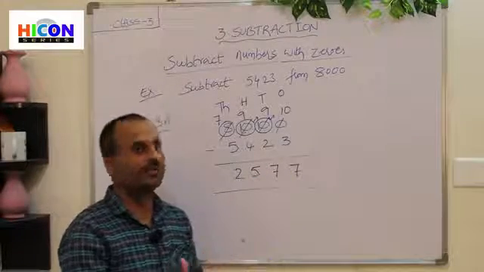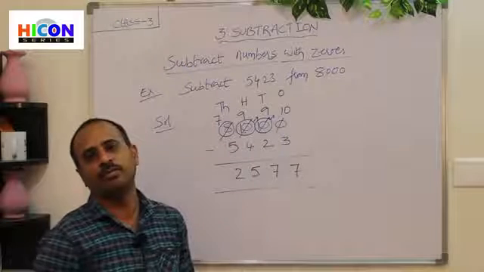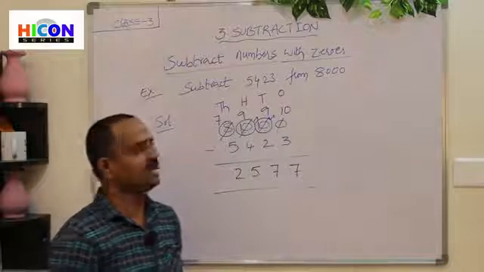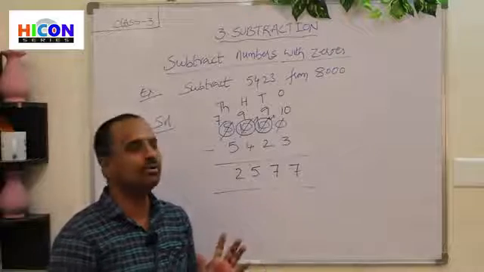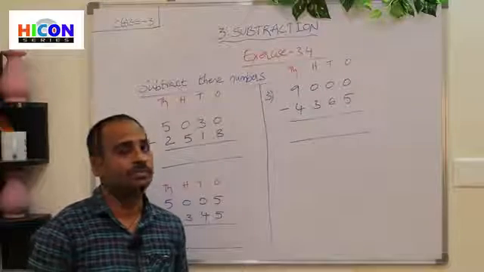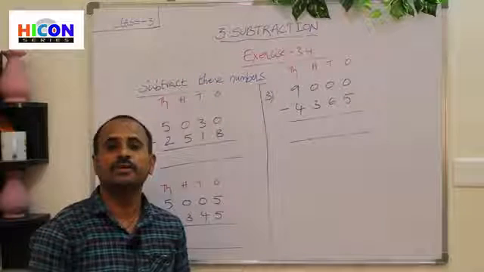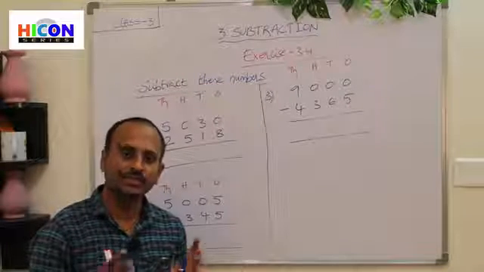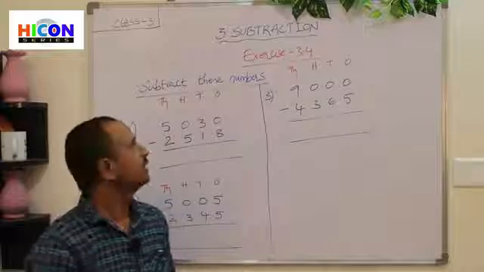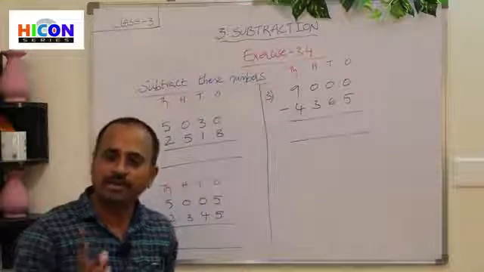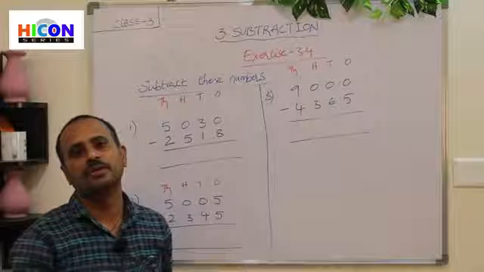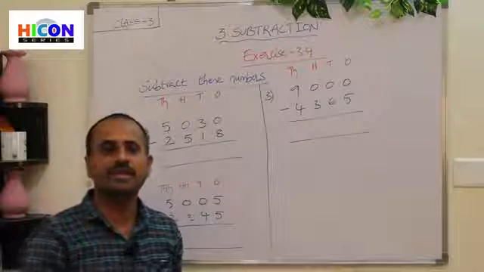So in this way, if the number has zeros, we have to bring carry from its previous places, or we have to regroup just like as shown in this problem. So now let us practice some more problems in exercise part. Now we have discussed how to subtract numbers having zeros. So now exercise 3.4.